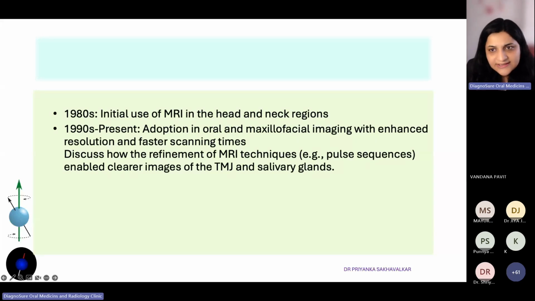In the 1980s, MRI began to be used for head and neck imaging, and from the 1990s to present, advancements in pulse sequences and techniques have significantly enhanced resolution and scanning speed, improving the clarity of images for the TMJ and salivary glands.